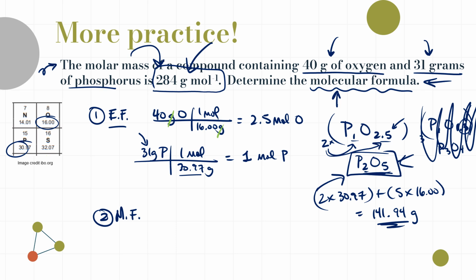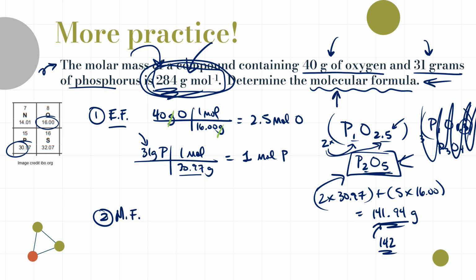So I'm going to look at this mass, and I'm going to look at this molar mass, and I'm going to try to figure out what's the scale factor between them. What if I said 141.94 is kind of almost the same as 142, and 284 and 142. Do you notice that it's a 2-to-1 ratio? It sure is. If you don't notice that, that's okay.